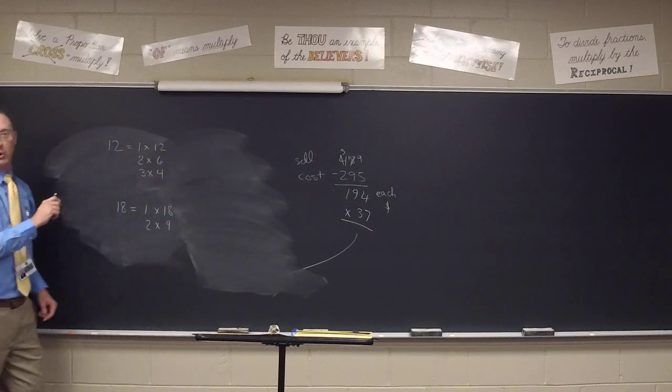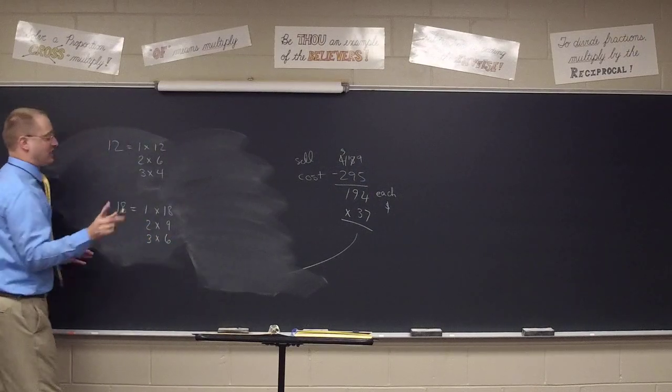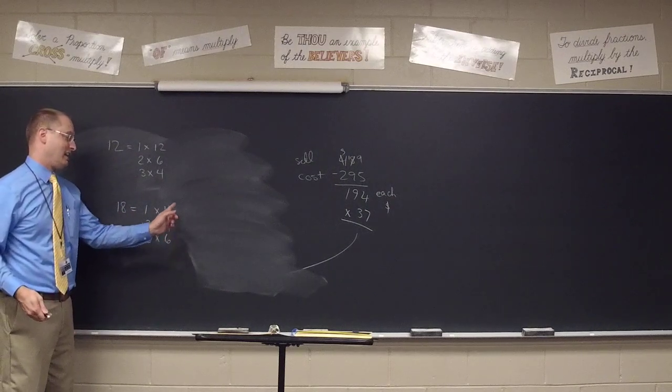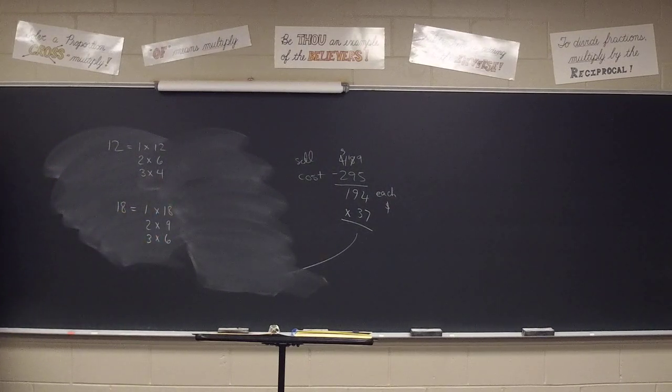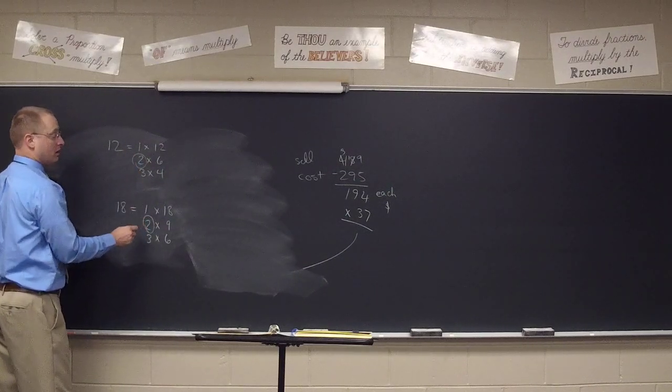Of course, there's one more as well. Jalen? 3 times 6. So the factors of 18, of course, are, class, 1, 2, 3, 6, 9, 18. If we were to identify common factors, what's a factor in here that's common, class? 2 is common. And 6 is common.